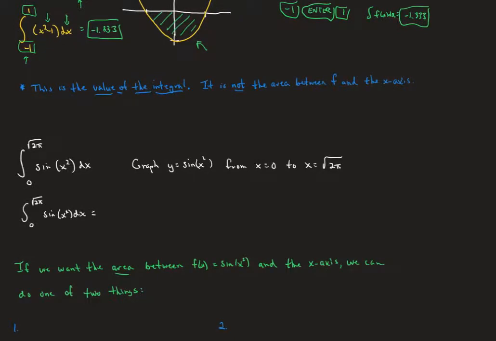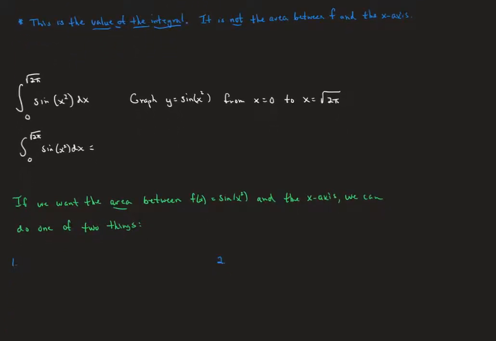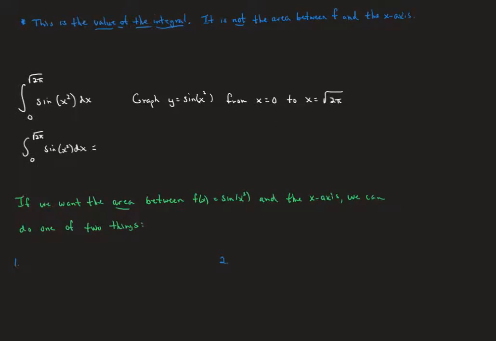And just to emphasize, this is the value of the integral. It is not the area between f and the x-axis. And so you will have to be careful what the question is asking, and how you will answer it. So, for example, on the next one, we're going to look at the integral from 0 to the square root of 2 pi of the sine of x squared.